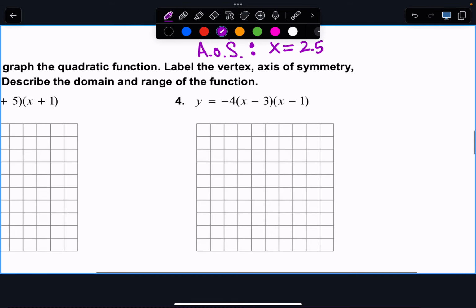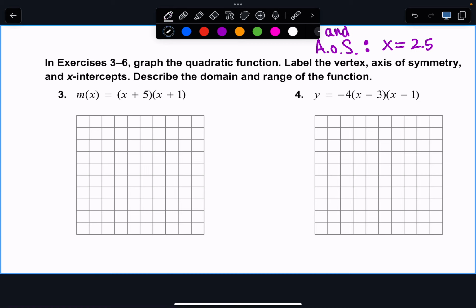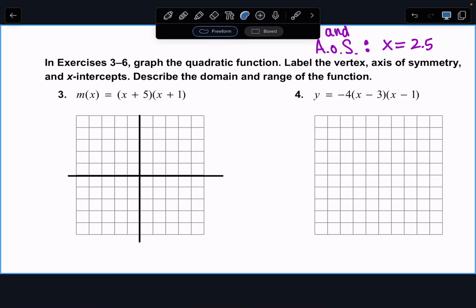All right, so this is what I'm going to have you do. While I go collect my earnings, I am going to have you plot the two x-intercepts, draw in the axis of symmetry, and I'll be right back.